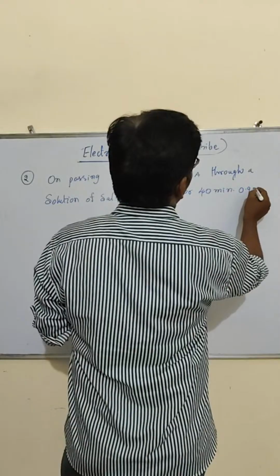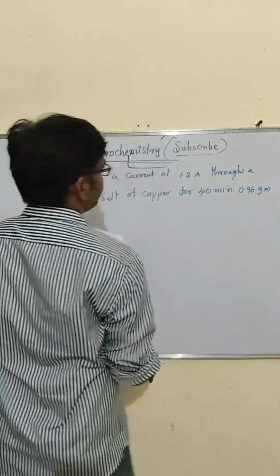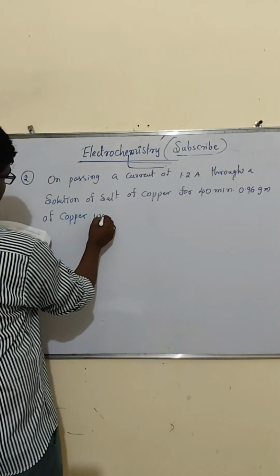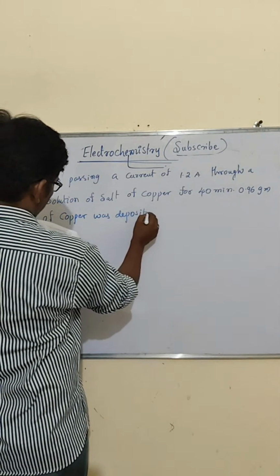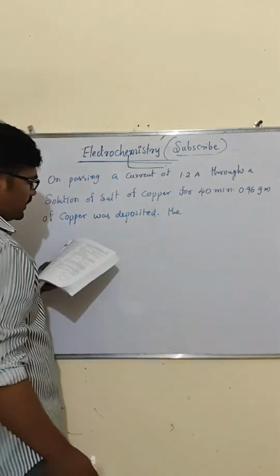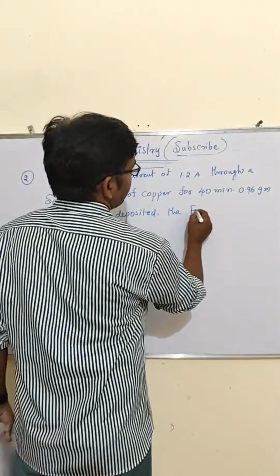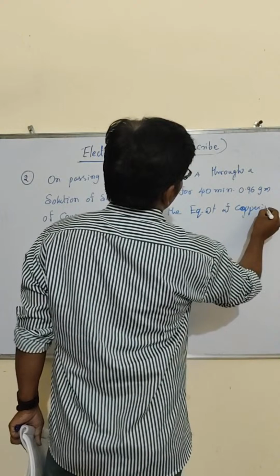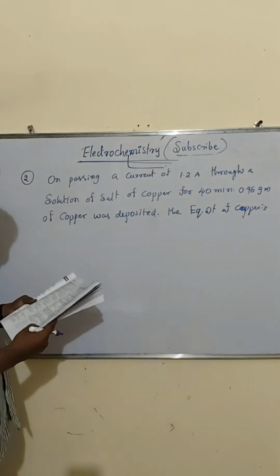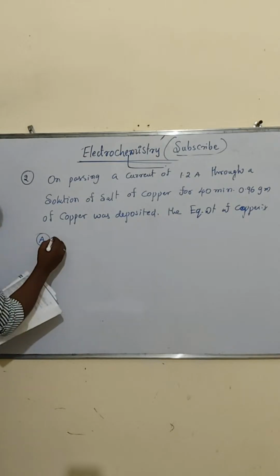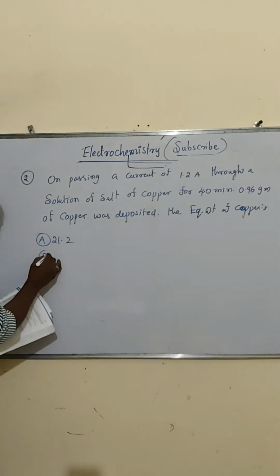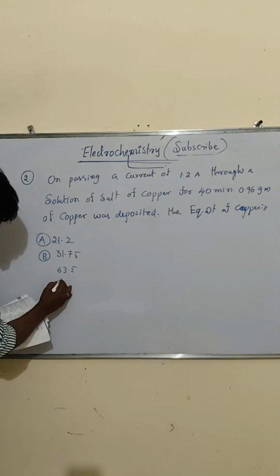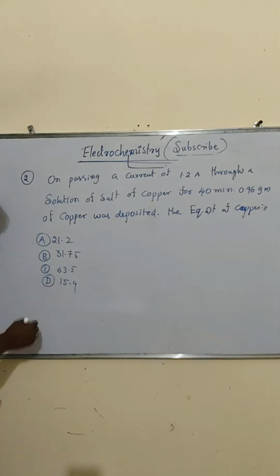Then 0.96 grams of copper was deposited. The equivalent weight of copper is, this is the question given. So look at my dear students, what are the options? Option A 21.2, then option B 31.75, 63.5, then 15.9, C, D, like this is given.